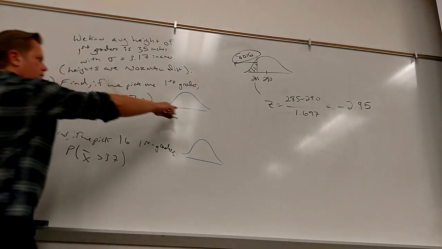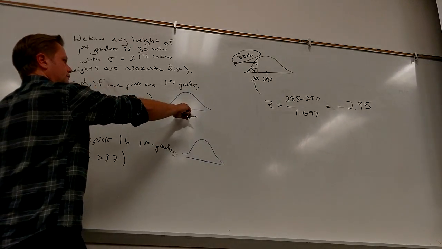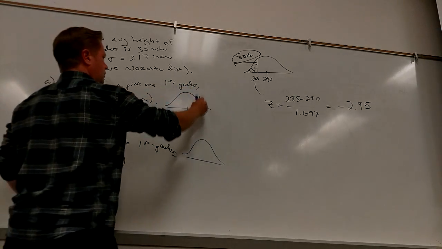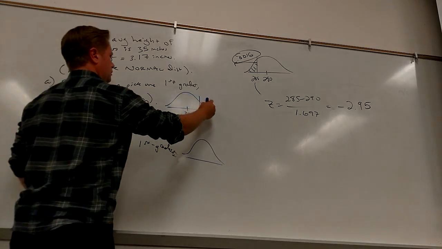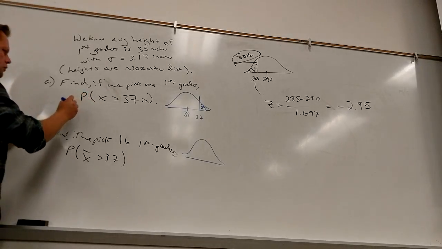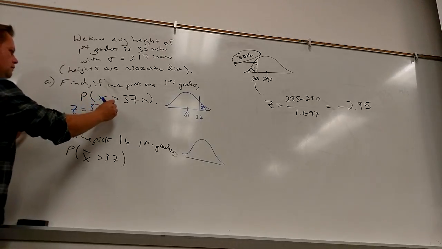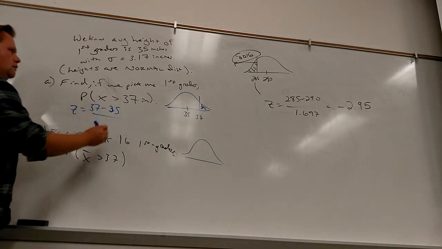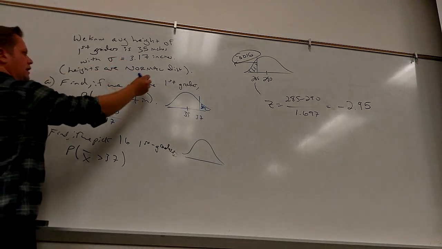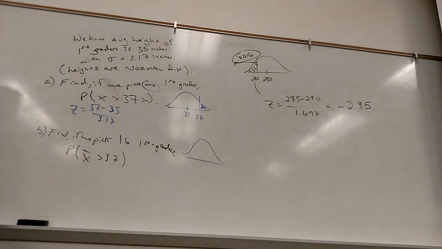So what goes in the middle here? 35. That's the mean. 37 is what I'm interested in. Greater to be exact. And I change that into what? Z-score? What do I put on the bottom? 3.17. Because that's the one that works for individuals, and I am talking about an individual student. I like it.